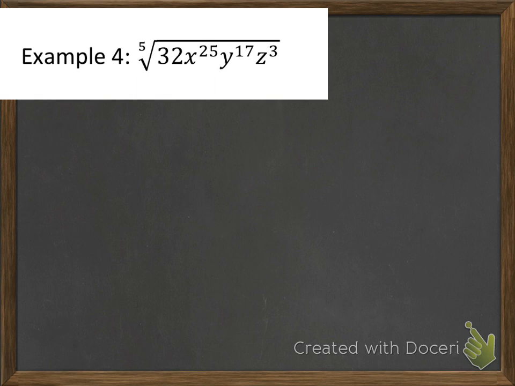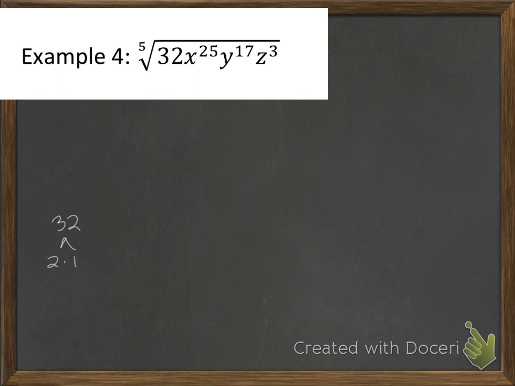So let's look at this last example here. Or actually, I think there's one more example after this. So we have the fifth root of 32, x to the 25th, y to the 17th, z to the third. Okay, so again, there's lots of different ways to think about this. What I'm going to do is a prime factorization of 32.